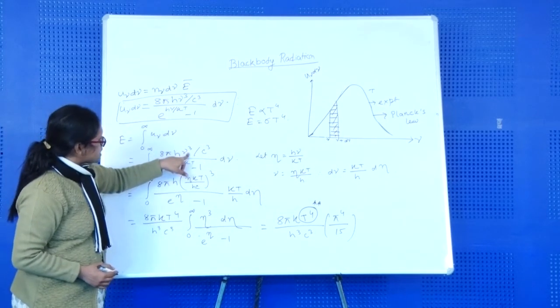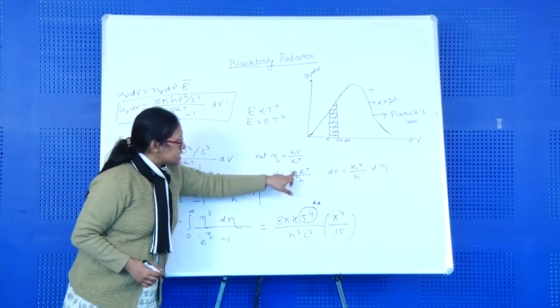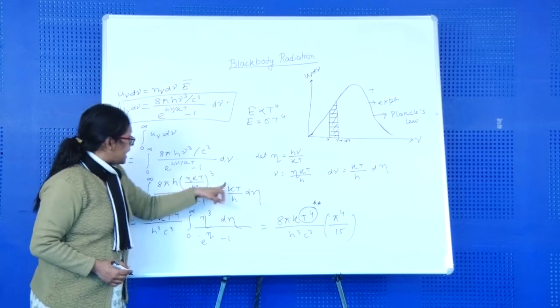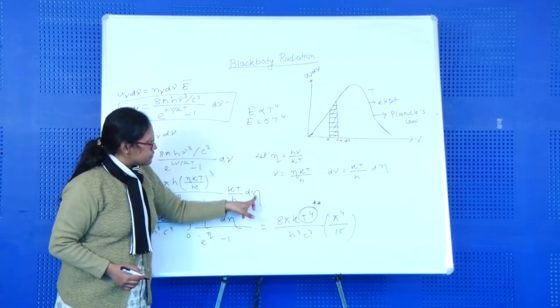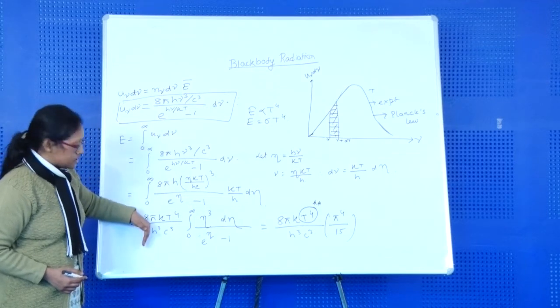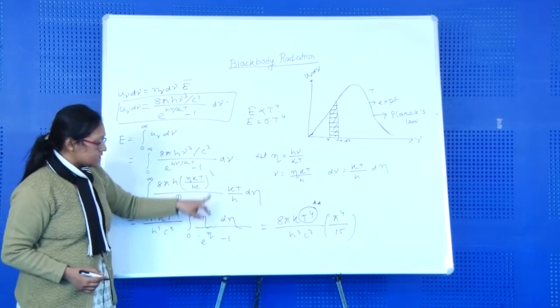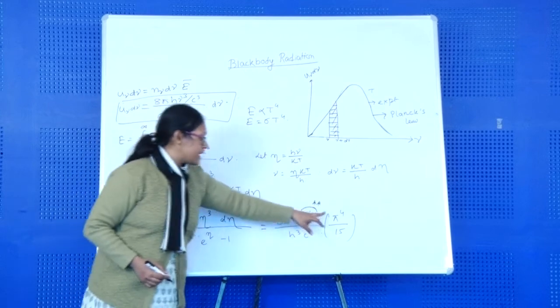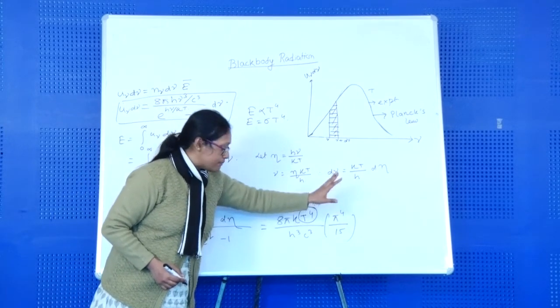Then I have substituted the value of nu, that is eta kt by h, and then d nu, that is kt by h into d eta. Then the constant terms, I have taken out from the integration. So we will get this integration. It is a very standard integration whose value is pi to the power 4 by 15. That is not very important.